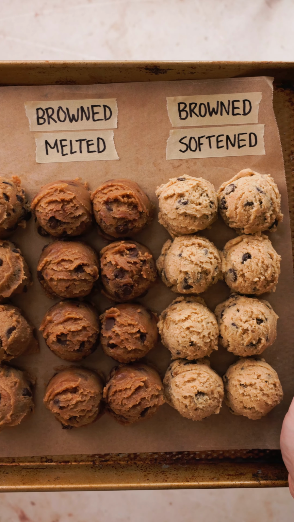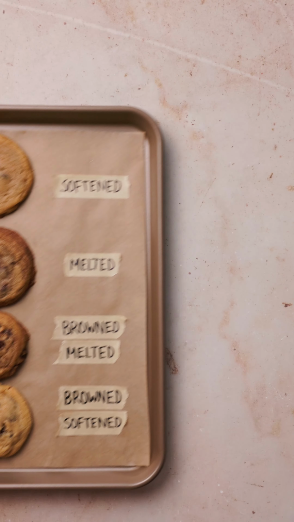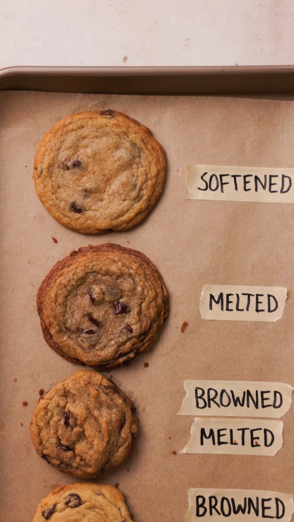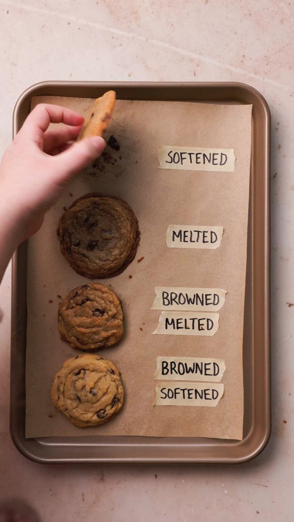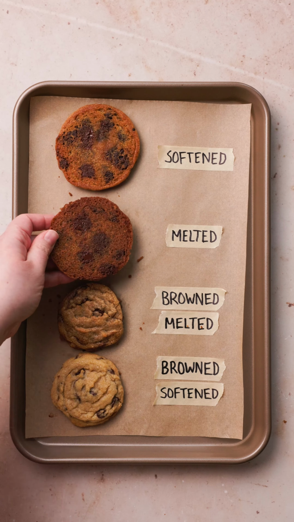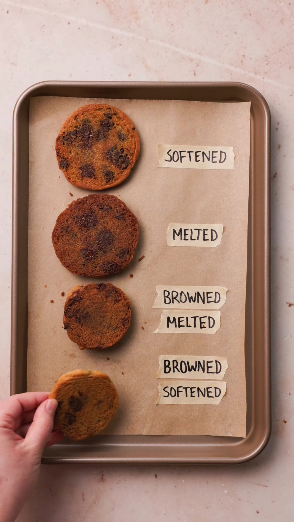They got baked in the oven at the same temperature for the exact same amount of time, and the cookies could not look more different from each other. And all of the cookie dough got chilled equally in the fridge for 30 minutes before baking.